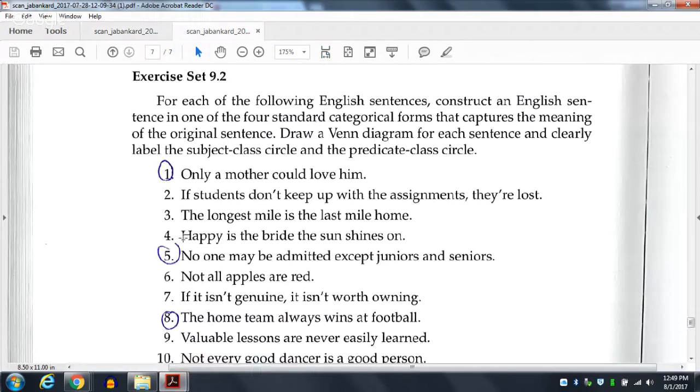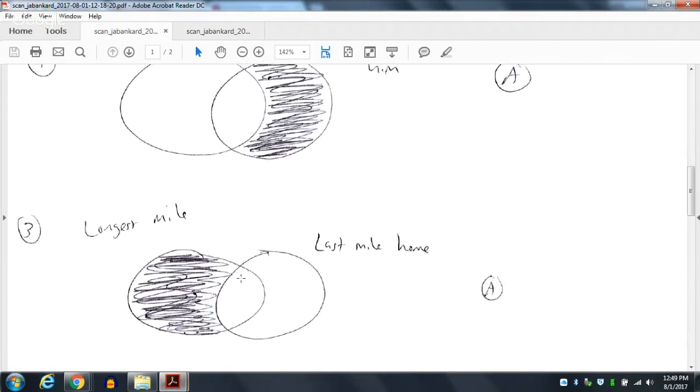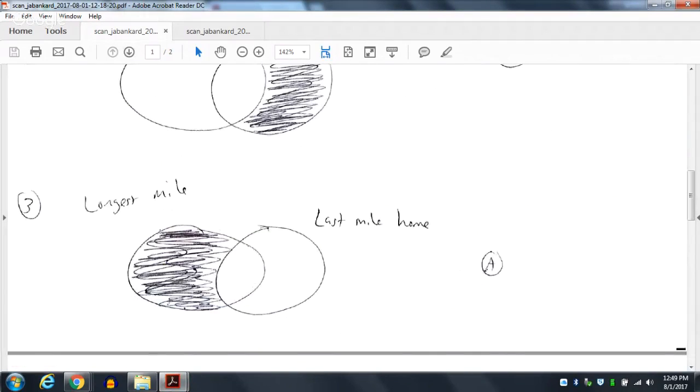Number 3, right here. The longest mile is the last mile, right? The longest mile is always the last mile. How do we diagram it? Well, we've got the category of longest miles. We've got the category of last miles, right? Those are the 2 things, longest mile, last mile.